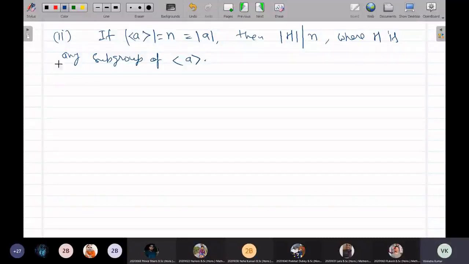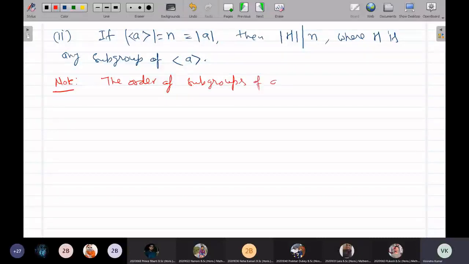Okay, so I can make a note here. We have not started the proof until now, I'm just explaining what it means. The order of a subgroup of a cyclic group divides the order of the group. Okay, so I think it is clear to you.